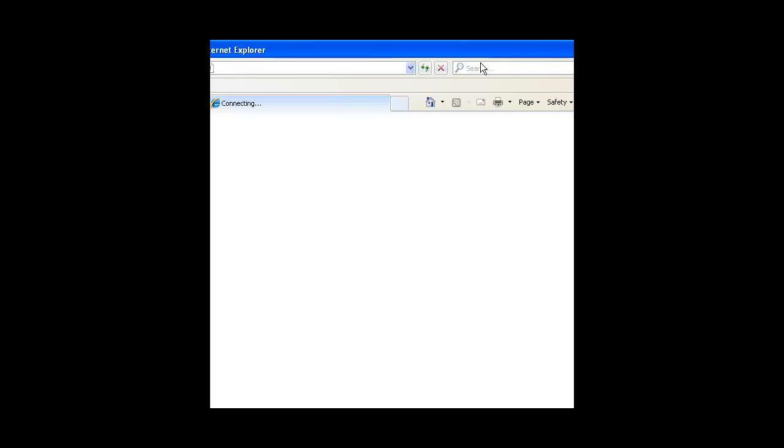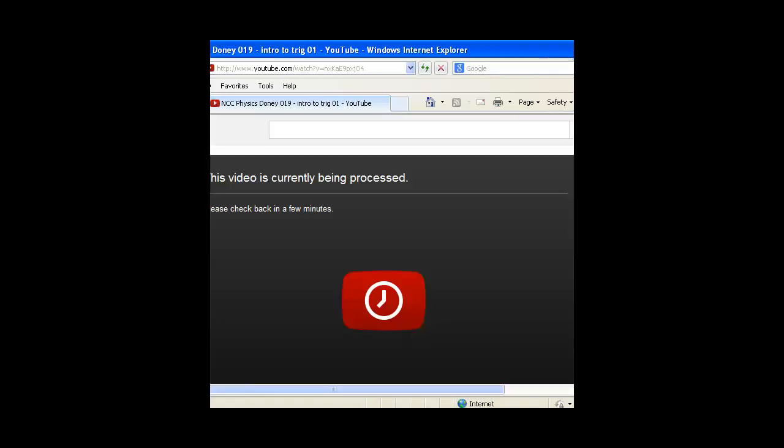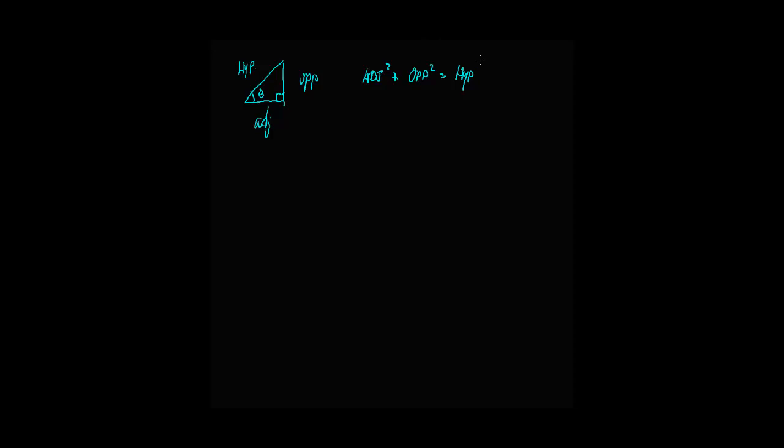So where we left off was having a right triangle, meaning it has a 90 degree angle. We had a short side, which is called adjacent. We had an opposite side, again opposite from this angle, and we called that the hypotenuse. And Pythagorean's theorem said if I take the adjacent squared plus the opposite squared, it'll equal the hypotenuse squared. That's Pythagorean's theorem.